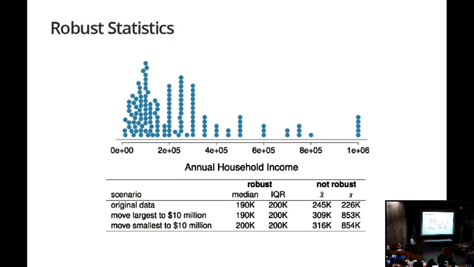So here's the scenario. We take the original data, annual household income. The median was $190,000 per year. The mean was $245,000 per year. When we add the largest one, and we go from 1 million to 10 million, the median does not change at all. It stays at 190 because there's still 50% below and 50% above. And that one point that was up there at 1 million is still above, but now it's at 10 million. Median doesn't care. The mean, on the other hand, goes from 245 to 309,000.